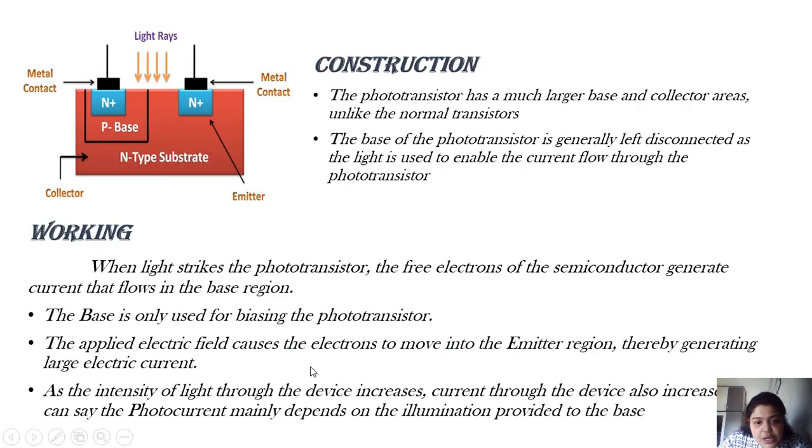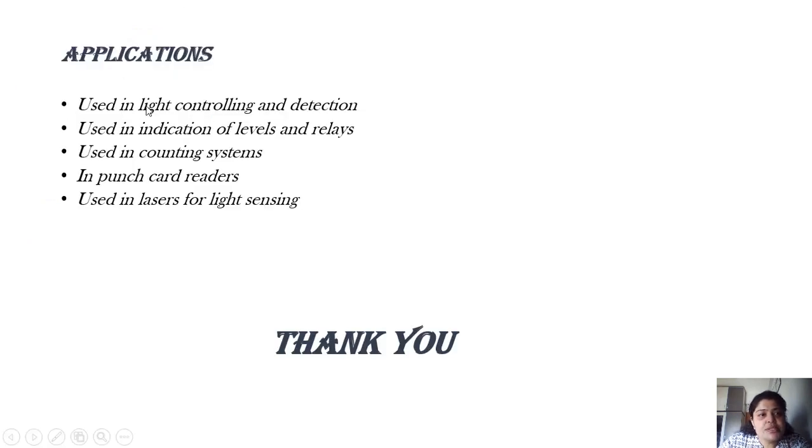See, the applied electric field causes the electrons to move into the emitter region, thereby generating large electric current. As the intensity of light through the device increases, current through the device also increases. We can say that photocurrent mainly depends on the illumination provided to the base. Getting it? So the additional third layer gives us the control part, which is not available in the photodiode. In some applications it is used for light controlling and detection both. A photodiode is only a detector, but this also controls because it actually has a current flow between collector and emitter.